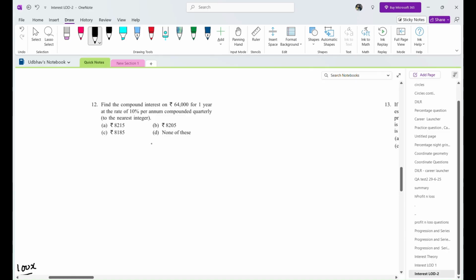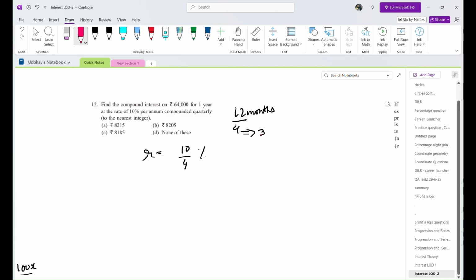Find the compound interest on 64,000 for 1 year at rate compounded quarterly. Okay. The rate is per annum. When we will do it quarterly, we have to divide it by 4, and this is 1 year, that is 12 months. So in 12 months, how many times will it be quarterly? 3 times, because 3 into 4 is 12. So 12 divided by 4, we have to do 3, so 3 months. So every 3 months, it will be quartered, so we'll have to calculate it 3 times.